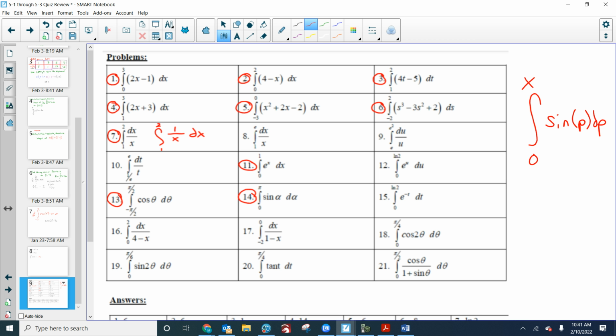Do you agree you would need the antiderivative? Plug in x, plug in 0, subtract. Is your answer going to be a number, an area? No, it's going to be a function of x. You plug in an x, get out an area, right? So be careful there.